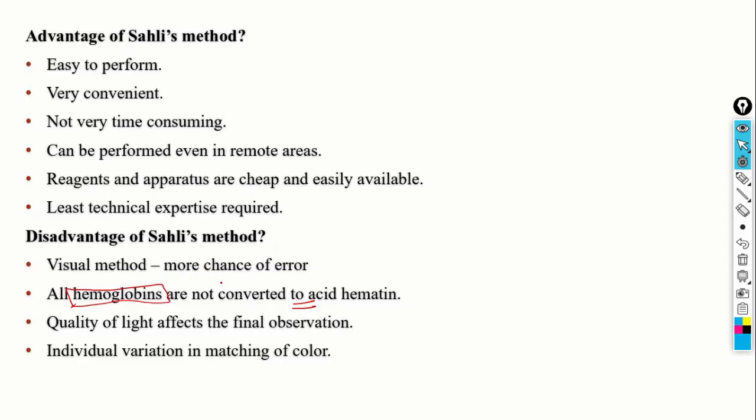It may be normal or abnormal, whatever it is. We cannot convert all types of hemoglobin into acid hematin. And the quality of light obviously affects the final observation. It should usually be done in daylight. If you are inside the lab where there is no possibility of daylight and artificial light is there, then that is definitely going to affect your final observation. And of course, there is individual variation in matching of color.